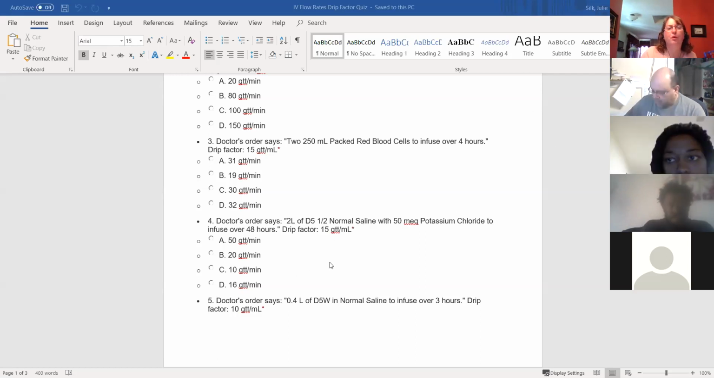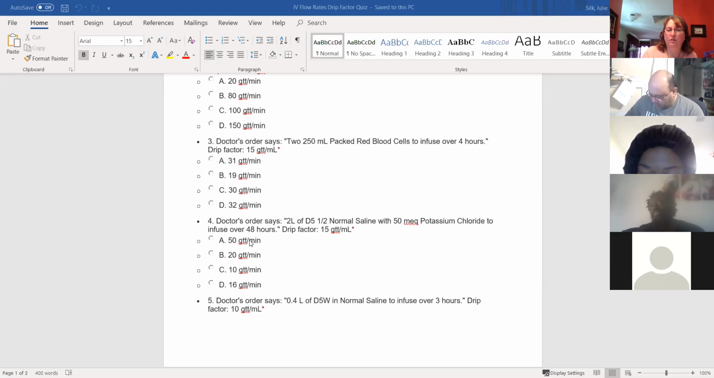All right, look at number 4. This says 2 liters of D5 half normal saline with 50 milliequivalents of potassium to infuse over 48 hours. Drip factor is 15. Again, don't let this confuse you because you don't need that. So 2 liters is going to be 2,000 milliliters, right? So 2,000 milliliters would be our volume. We're going to multiply that by 15. And then we're going to figure out what 48 hours is in minutes and divide it by that.